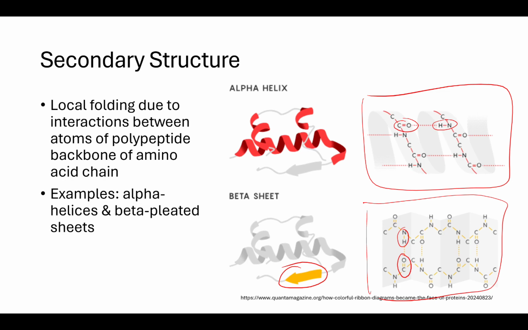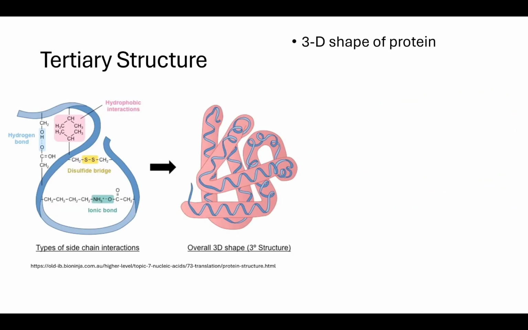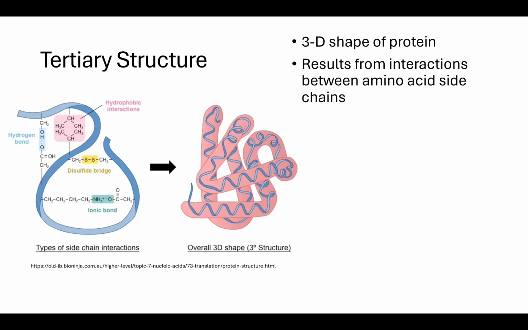Another thing to note is that when you have a high temperature, molecules tend to move more, which means that can disrupt the hydrogen bonds, which again can mess with the structure of the protein, which can then destroy the function of the protein. Then the overall 3D shape of the protein is determined by interactions between the side chains of the amino acids. This is tertiary structure, and we have a couple of different types of side chain interactions that are going to form this tertiary structure.